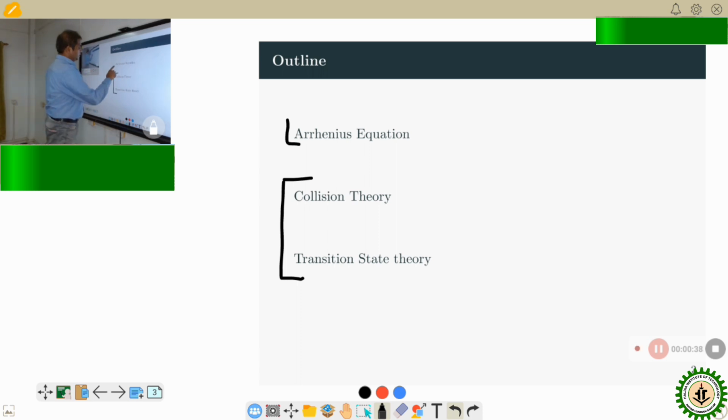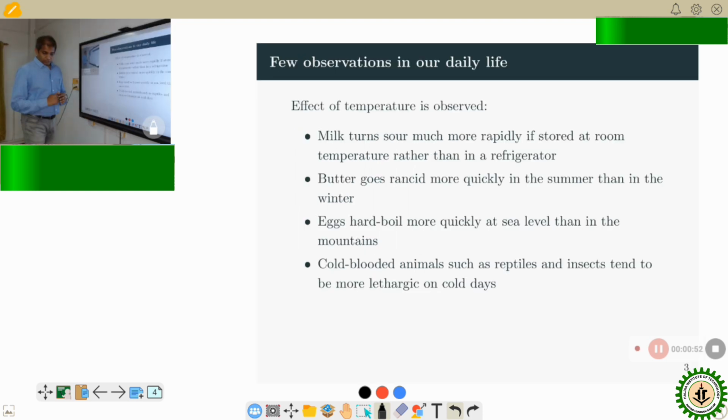And the Arrhenius equation is considered as a theoretical description with the experimental finding, the effect of temperature and other parts. So let's begin with a few observations. In our daily life, what we see is that because of temperature, milk turns sour, so is the formation of the curds, and butter turns rancid much faster at high temperature.